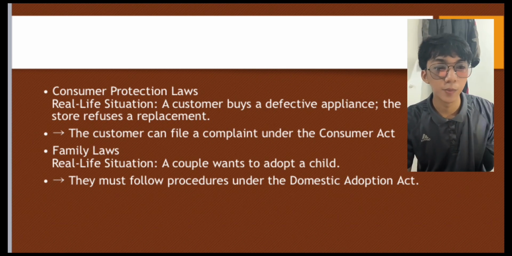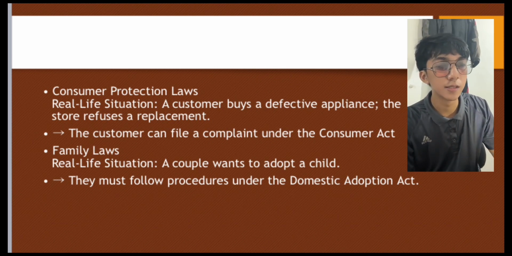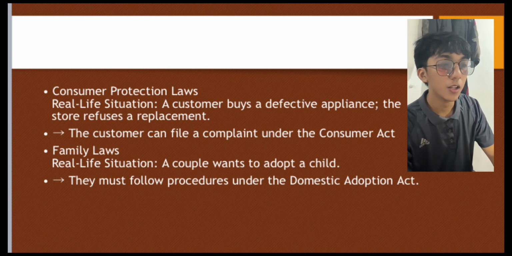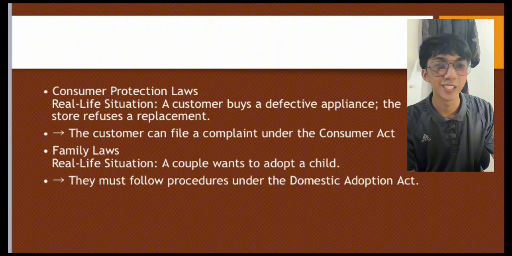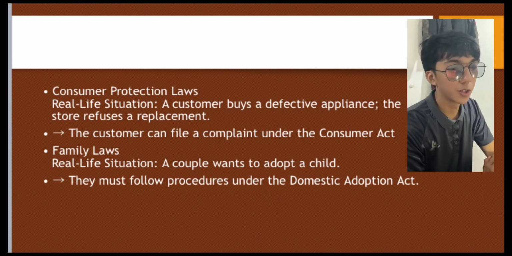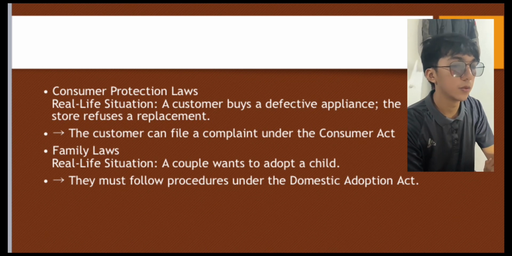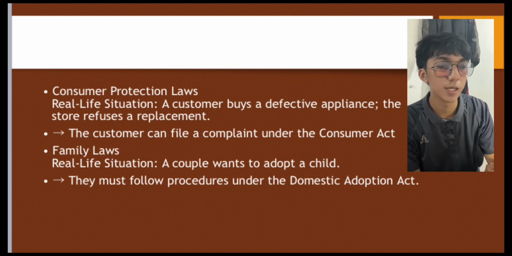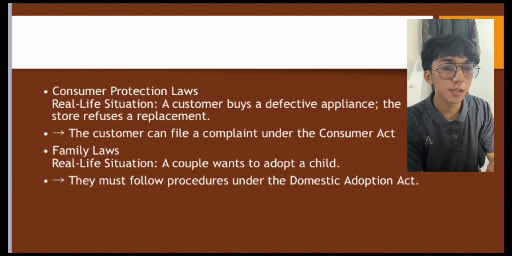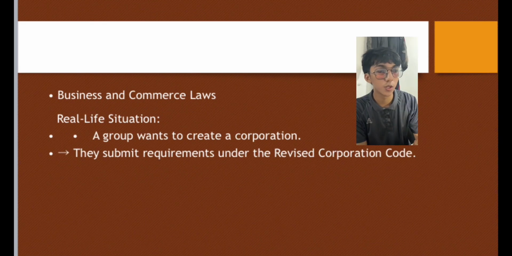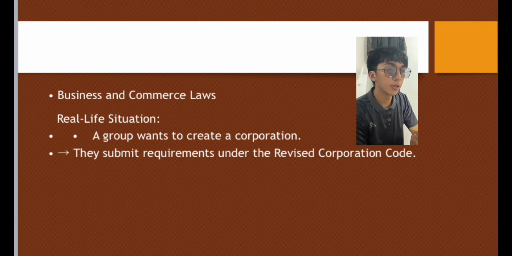And next is family laws. Real life situation is a couple wants to adopt a child, but they must follow the procedures under the Domestic Adoption Act. So you cannot just pick someone to be your daughter or your son or your child. You have to do due process. The next is business and commerce laws. Real life situation is a group wants to create a corporation. So they must submit requirements under the Revised Corporation Code.